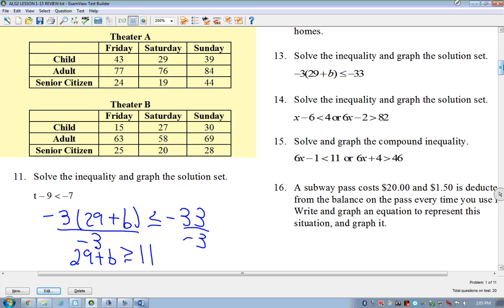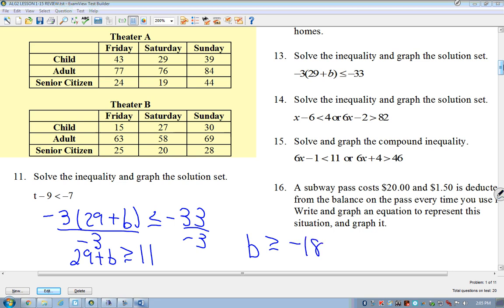All right, I don't have enough room to do anything else there. What do we need to do next? Subtract 29. So we have b is greater than or equal to what? What's 11 minus 29? Negative 18.